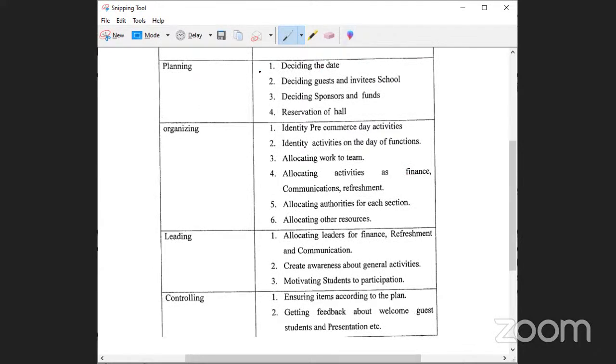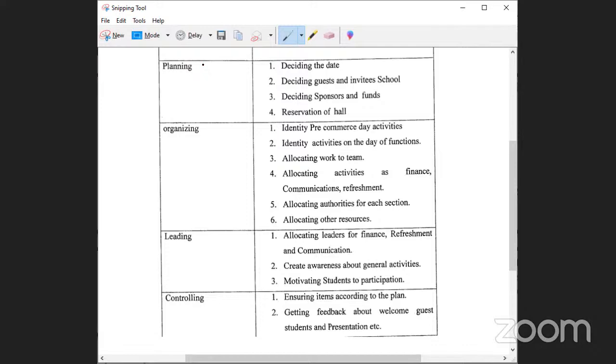Right. So in the planning process, what you try to do, right? Deciding the date. There's a time frame, right? And you need to make all the planning stuff. Maybe deciding on the sponsors, deciding the guests, and inviting these schools. You made a plan, right?